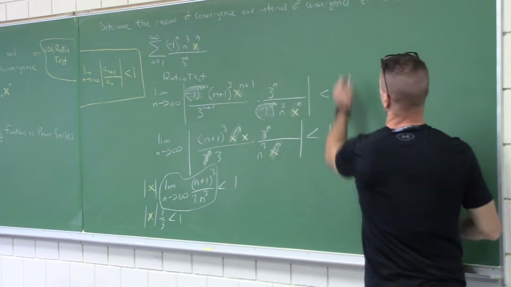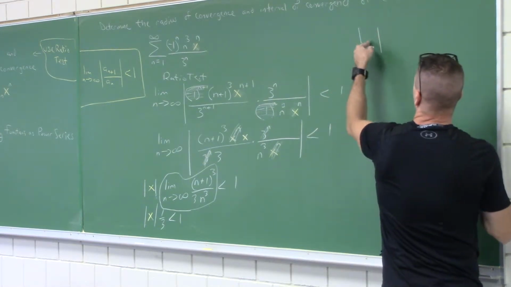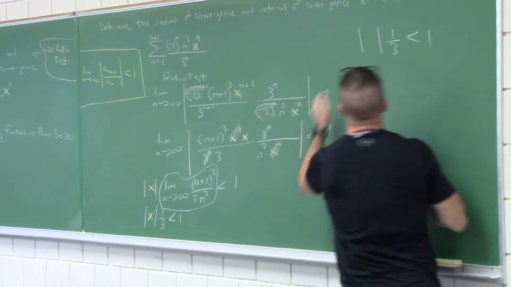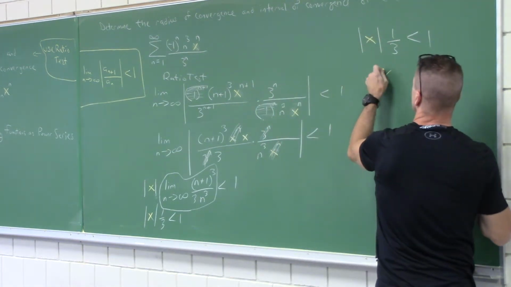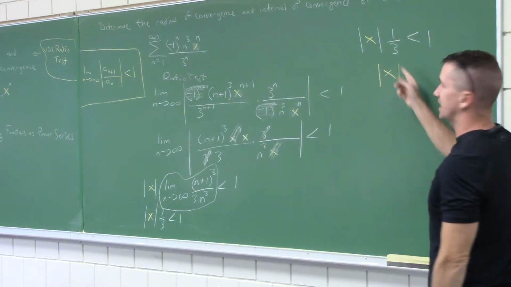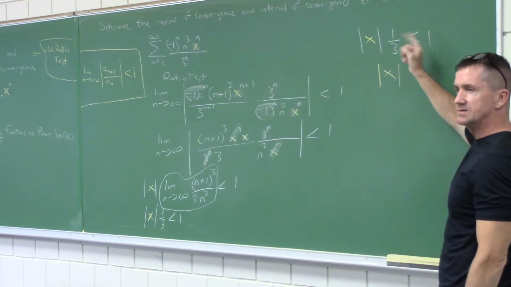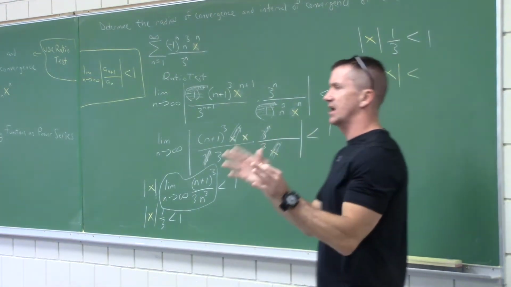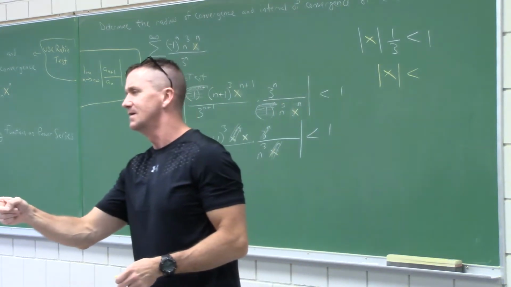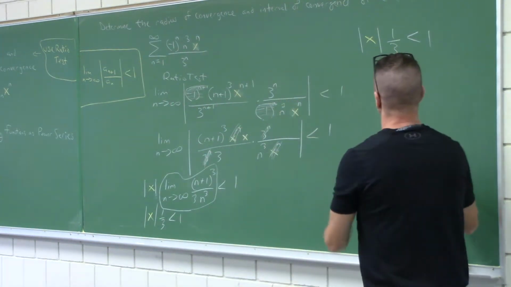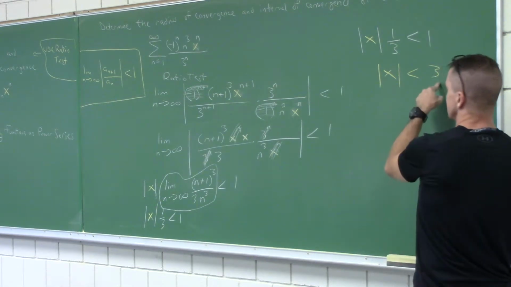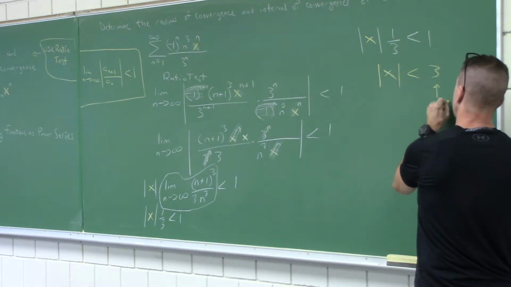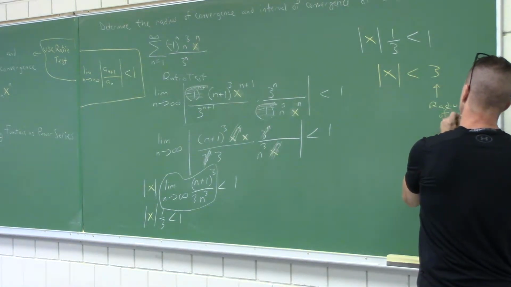So let me write this again. What are we left with? Absolute value of x, times 1/3, is less than 1. We're about to get the radius of convergence. To get it, you've got to isolate this absolute value of x. That's all you've got to do. So how do you get that 3 off the denominator down the right side? Multiply it, right? Hey, when I multiply, do I have to switch the direction? No, that's only when you multiply by a negative number, right? Now, there it is. That's the radius of convergence. That number right there. We just found the radius of convergence. It's a 3.